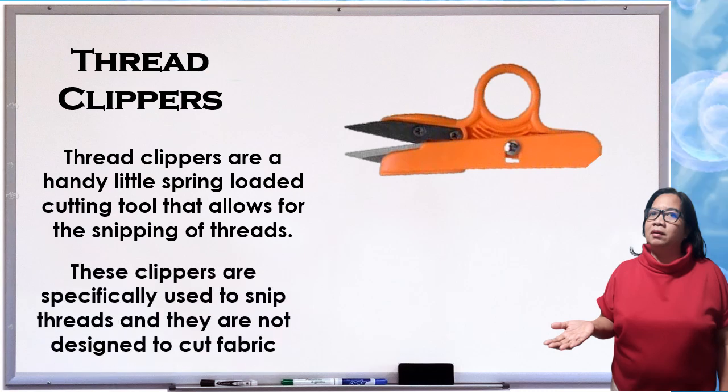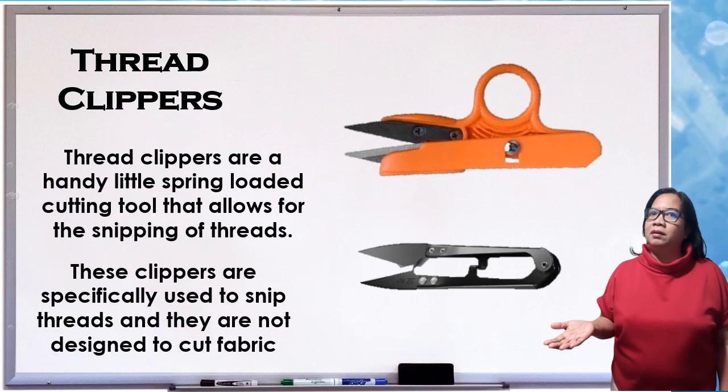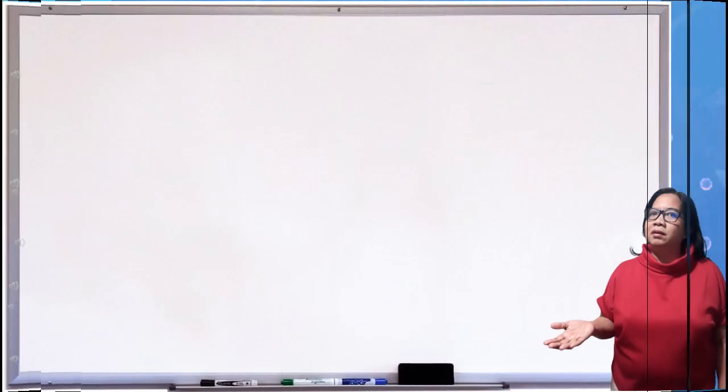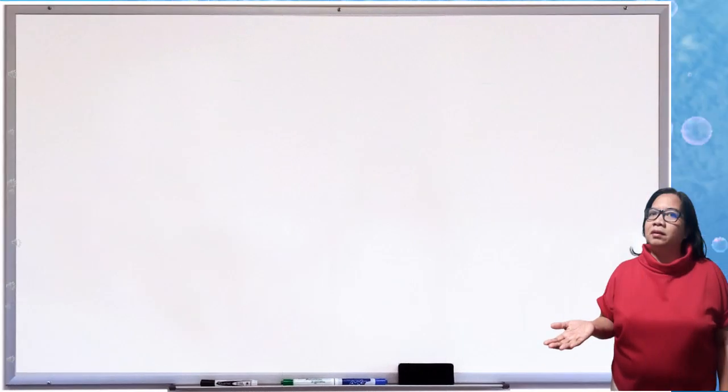Remember this. These clippers are specifically used to snip or cut threads, and they are not designed to cut fabric. Nowadays, this is the thread clipper used. What sewing cutting tool should you use if you want to remove the incorrect stitches made on fabric? Can you use the big scissors or shears for this purpose?